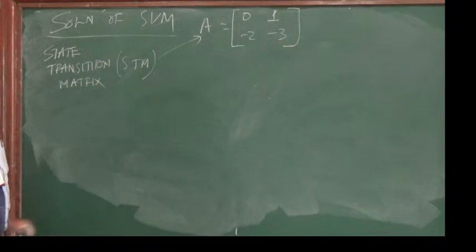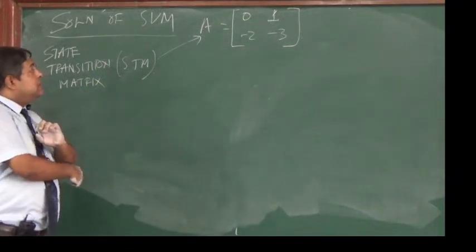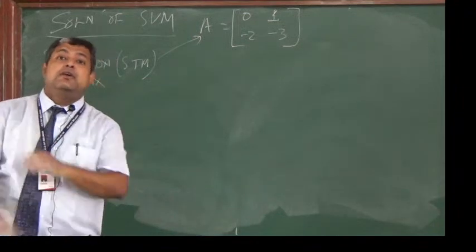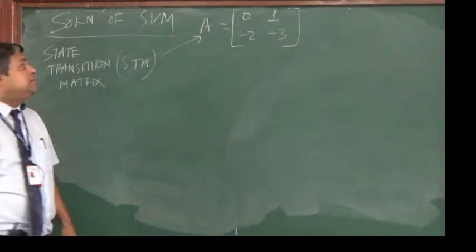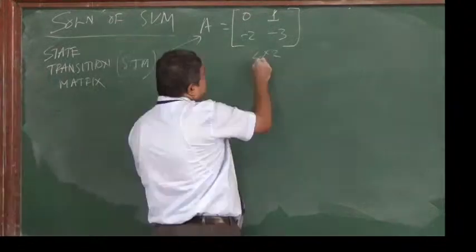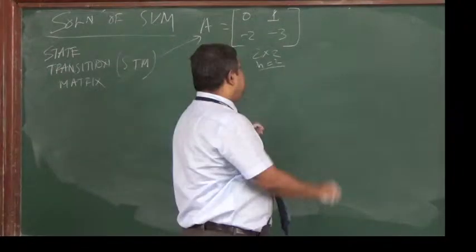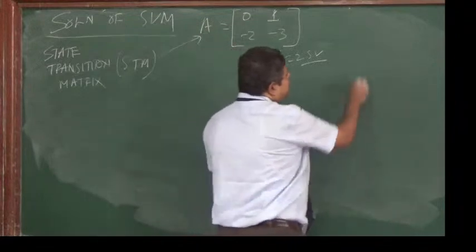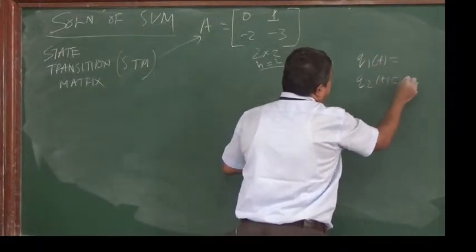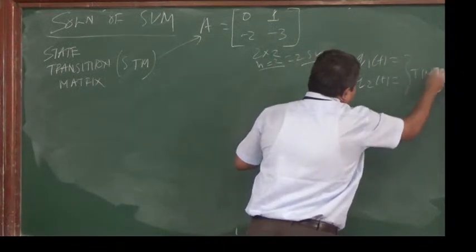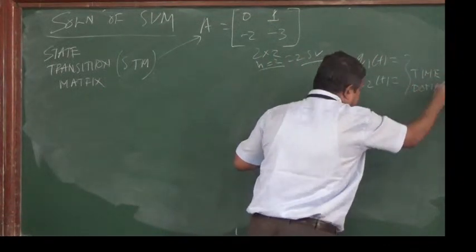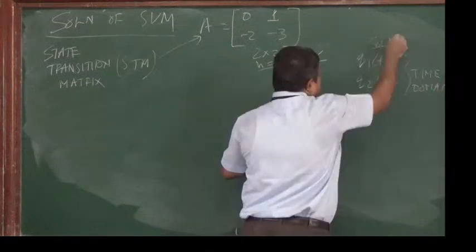And why am I finding the state transition matrix? Because the state transition matrix is the first step of the solution of the system. What is meant by the solution of the system? If there are two variables, this is a 2 cross 2, that means n is equal to 2, that means there are two state variables. I can find out the equation of q1(t) and I can find out the equation of q2(t) in time domain. This is what is meant by the solution of SVM.